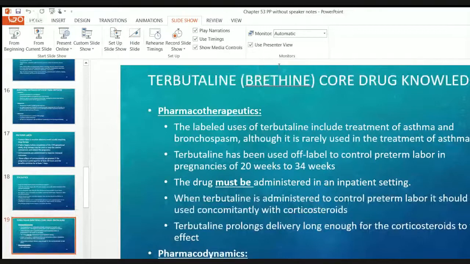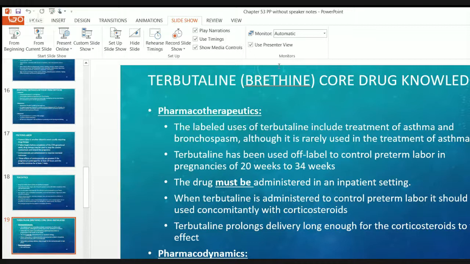When we talk a little bit more about terbutaline and Brethine, let's look at its core drug knowledge, starting with the pharmacotherapeutics. Labeled uses of terbutaline include treatment of asthma and bronchospasm. Again, it's actually rarely used for that. Every time I've seen it in this area, it's used as a tocolytic to stop a woman's labor, or at least slow down her labor long enough for her to get the corticosteroids on board.